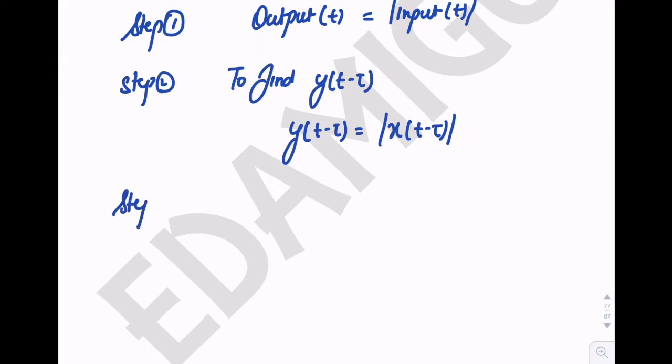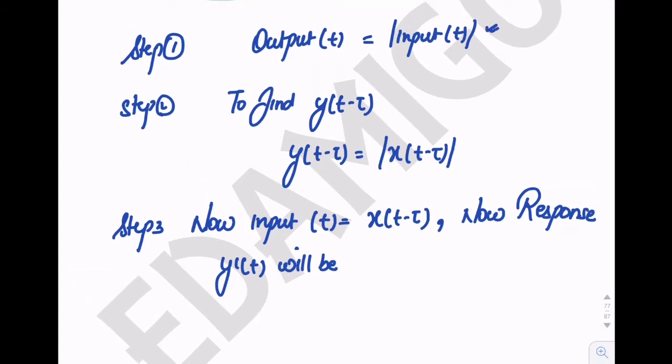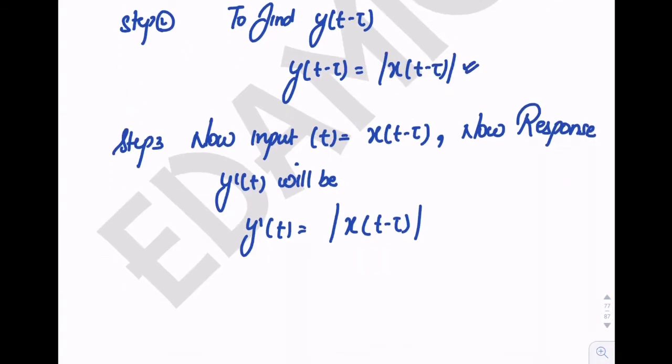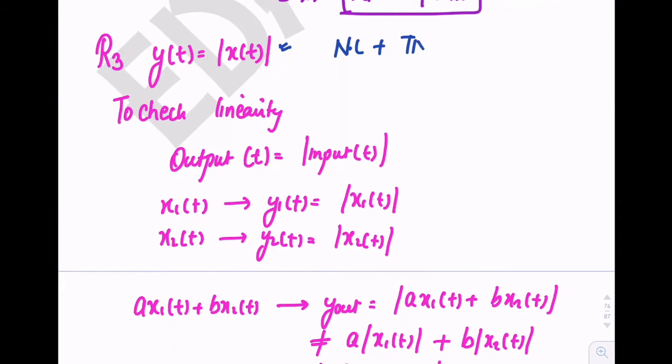Now step 3. The input is x(t minus tau), that is a delayed input. Now the response y dash t will be, using this relationship that output, that is the response, is equal to mod of input. So y dash t will be equal to mod of x(t minus tau). Now as we can see, y(t minus tau) is equal to y dash t. So it is a time invariant system. So this system is non-linear plus time invariant.